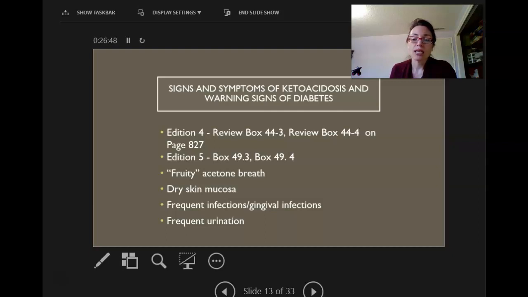Polyuria is excessive urination, polyphagia is excessive hunger, and I think polydipsia is excessive thirst. And then, of course, unexplained weight loss and weakness. So a lot of these can overlap between type 1 and type 2 diabetes. Some of the other things to note would be that they always talk about a fruity acetone note to a patient's breath, and then dry skin, dry mucosa, frequent infections, gingival infections, and frequent urination.